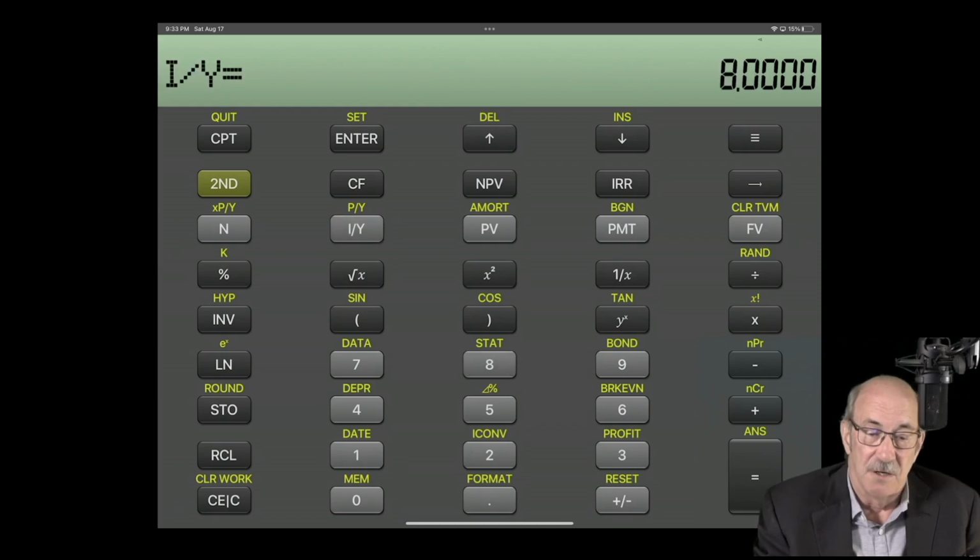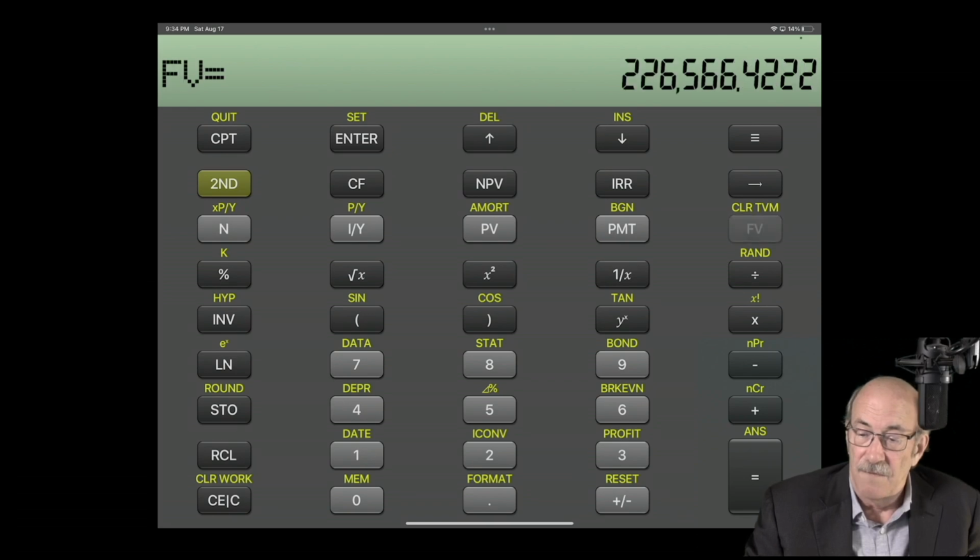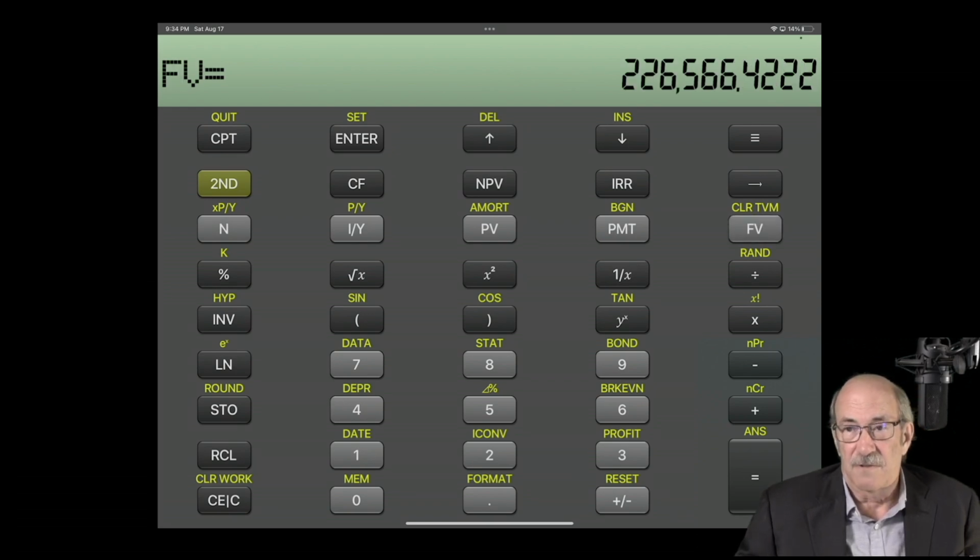8% is our return, and we're also doing this for 30 years, so that's our N, and now we can compute a future value. There's our $226,566 and 42 cents.